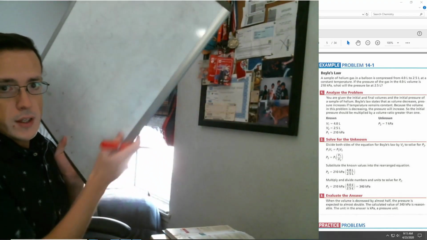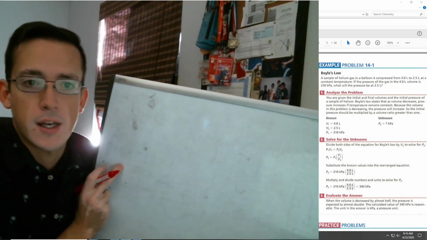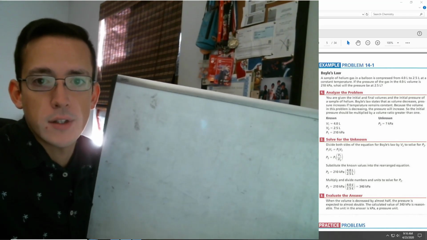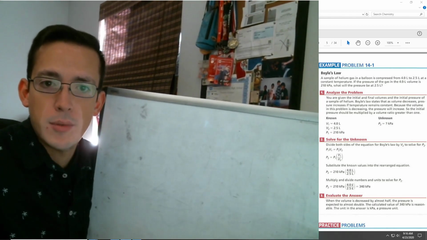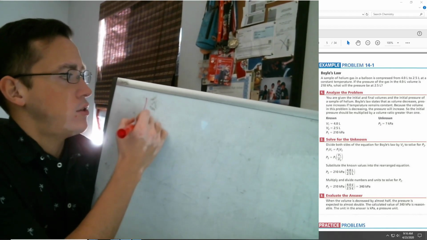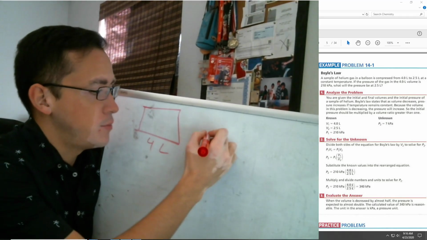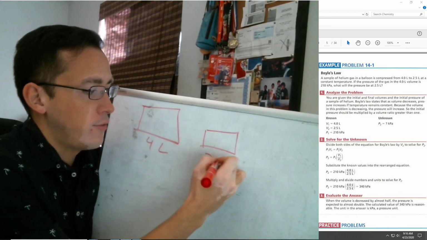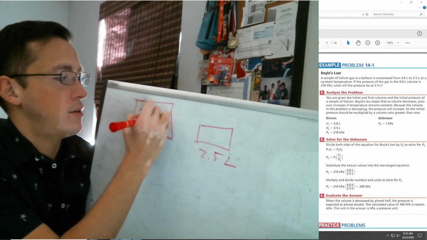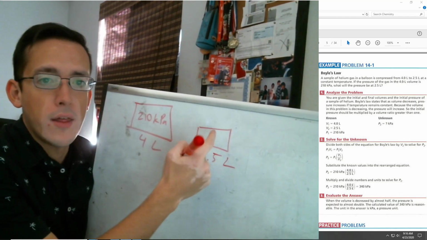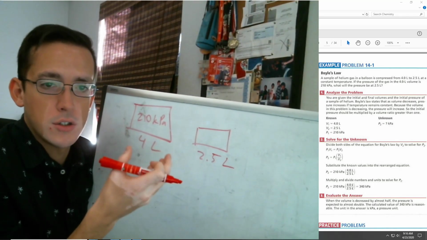It says a sample of helium gas is compressed from 4 liters to 2.5 liters at a constant temperature. If the pressure of the gas in the 4-liter volume is at 210 kilopascals, what will the pressure be at 2.5 liters? You don't have to draw the pictures, but let's say this is the 4-liter container and it's being squished down to 2.5. Going off of what we know, if this is at 210 kilopascals, this should probably be higher because you're squeezing it, so the pressure is going to be higher.